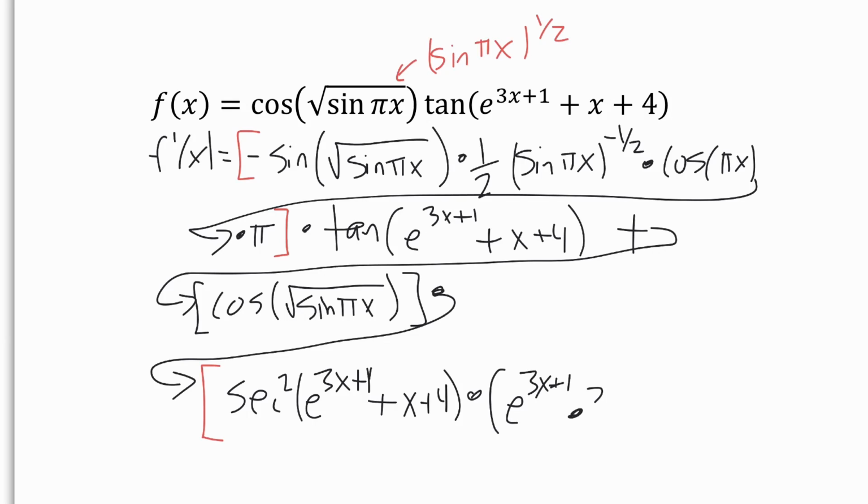Derivative of 3x plus 1 is 3. Derivative of x is 1. Derivative of 4 is 0. Close off that bracket. Close off this bracket, and you're done. We have finally come up with our derivative.